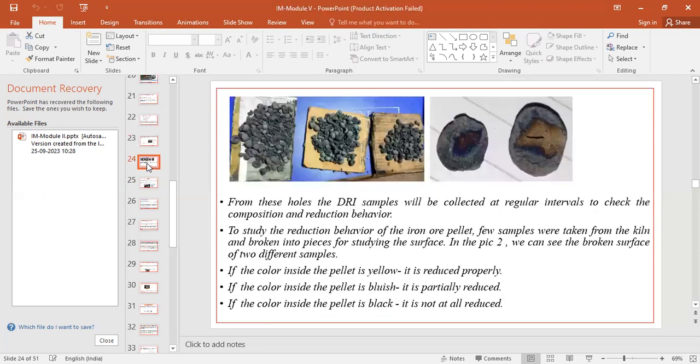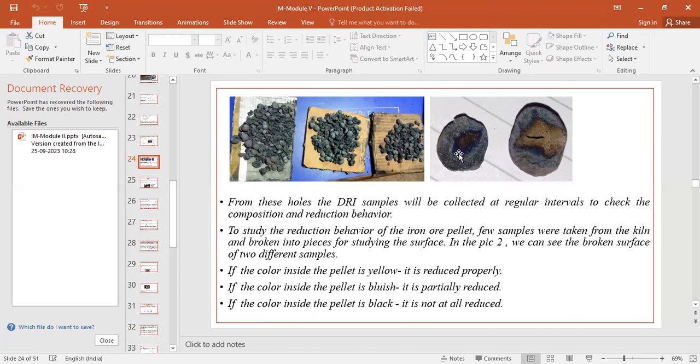As I said, we basically collect the samples from these sample collecting holes, and you can see these are the samples which are collected, and they try to break them into pieces. Now we can see these are the fractured surfaces of the DRI. You can see different colors from the surface towards the center.